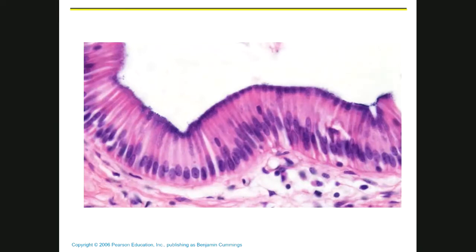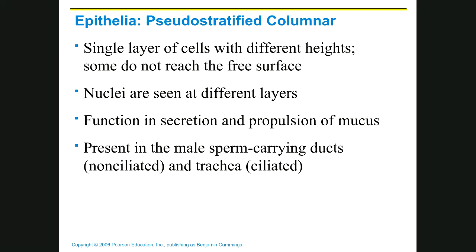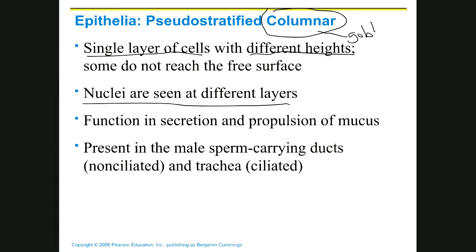Okay, let's look at pseudo-stratified columnar. So remember, pseudo means false, stratified means more than one layer. And so even though it's a single layer of cells, it makes it look like there's more than one because they have different heights and the nuclei are at different levels. And so this is columnar tissue, and remember columnar often has goblets with it, and we're going to see goblets here as well as with that other one.